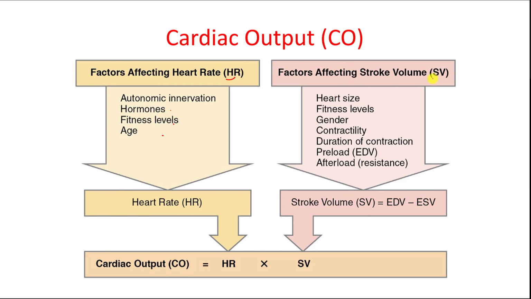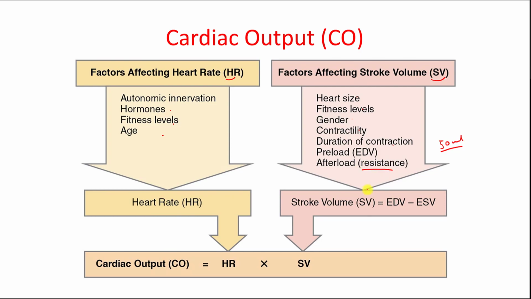Several factors affect the stroke volume: heart size, fitness, gender, contractility, the duration, the time for contraction, and the preload, the amount of blood in the ventricle, the amount of blood that remains in the ventricle. The ventricles are not going to empty 100%. There is usually around 50 milliliters of blood always in the ventricle. We can't drop beneath it. Okay, so that's the afterload.